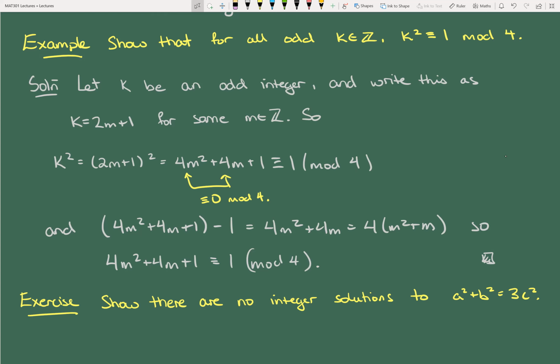So I want you to think about how would I prove this? And the hint is to use this previous question, okay? Use the fact that the square of an odd number is congruent to 1 mod 4 and the square of an even number is congruent to 0 mod 4 in order to prove this.